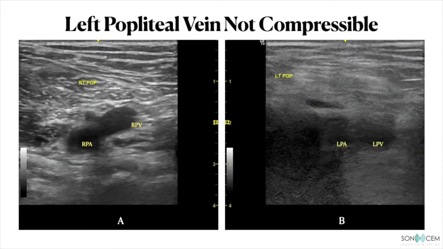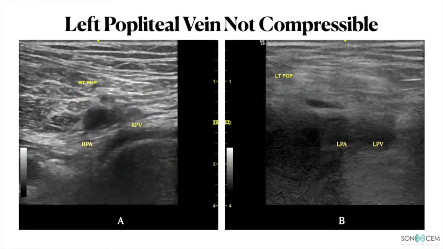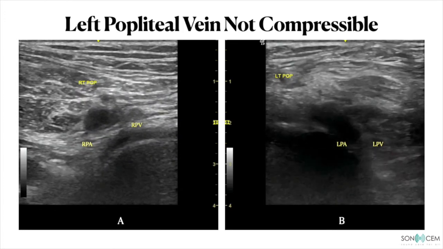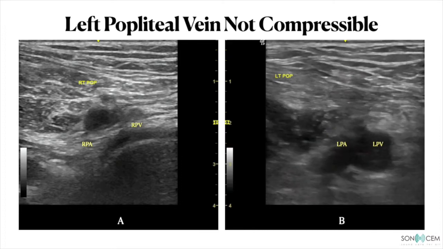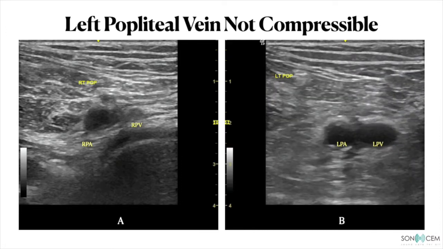In here, clip A shows a compressible right popliteal vein. Clip B shows a non-compressible left popliteal vein due to the presence of thrombus.